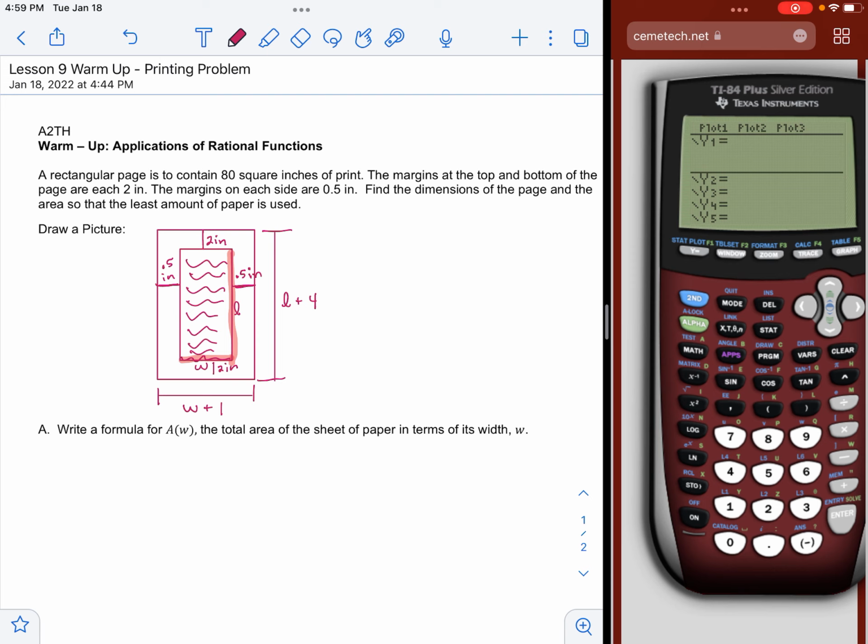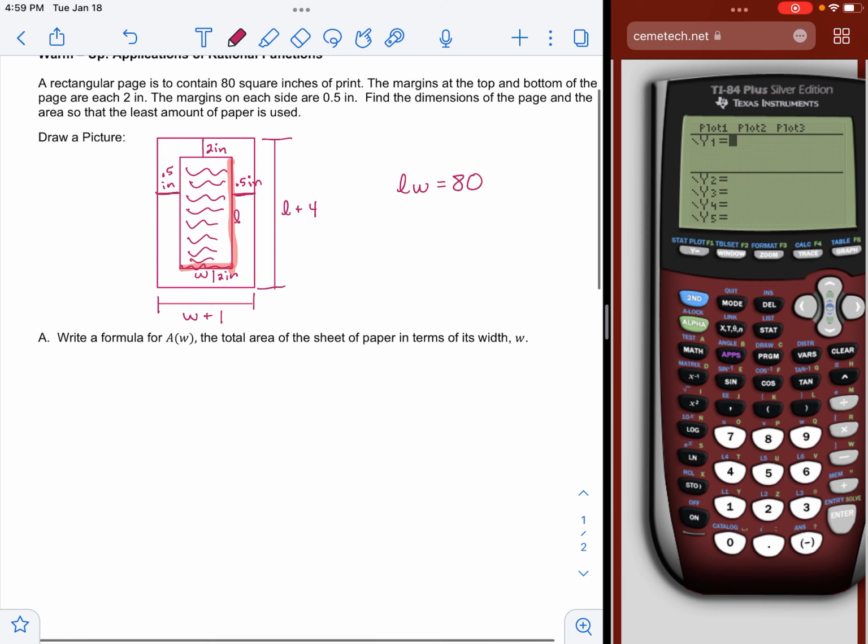I'm going to start with my given information. It says a rectangular page is to contain 80 square inches of print. So I know that L times W equals 80, and that's based on how I labeled my picture. So the L and W just represents the printed area. So I want to write a formula for the area of the entire sheet of paper in terms of its width only. So I'm going to go ahead and solve this for L. I'm going to divide by W. L is 80 over W.